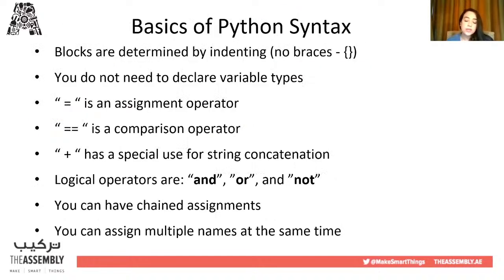Now, moving on to the basics of Python, blocks of code are determined by indentations. Variables do not need to be declared beforehand. One equal sign is used as the assignment operator, while 2 equal signs are used for the comparison operators. And we can concatenate strings using the plus sign. We have 3 logical operators: and, or, and not. And finally, we can also have some chained assignments and assign multiple names simultaneously.